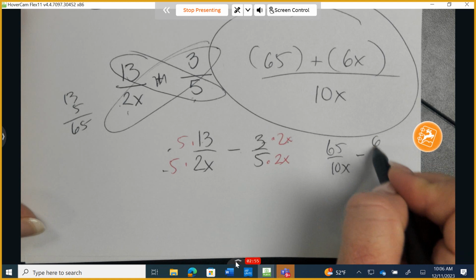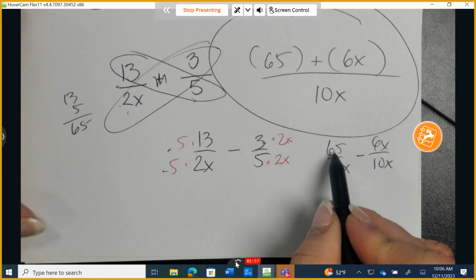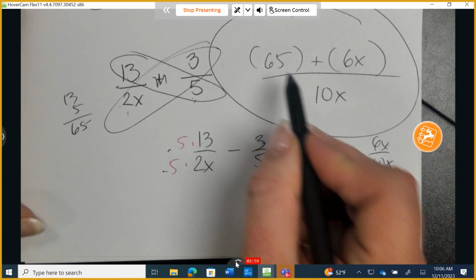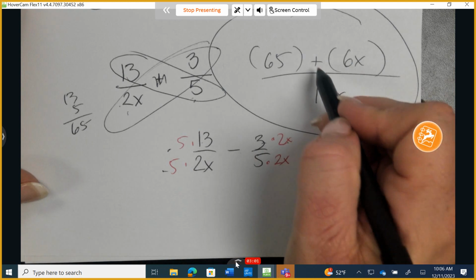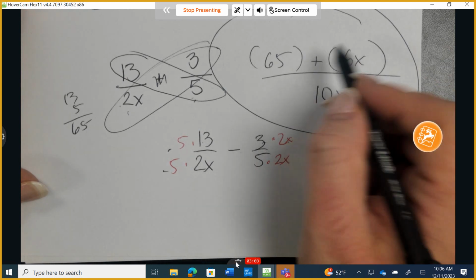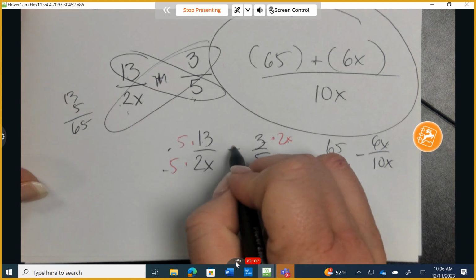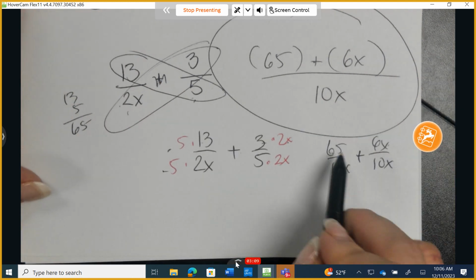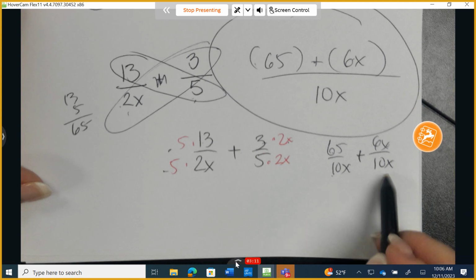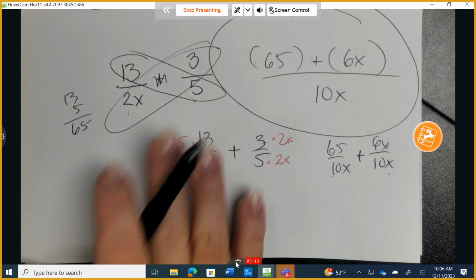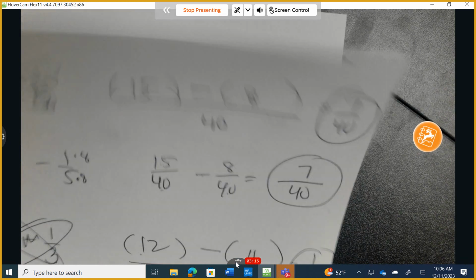subtract 6x over 10x, and when I subtract 65, subtract 6x, oh, so sorry, this should have been subtraction over here. Am I right? Was this subtraction here or addition? I'm sorry, this was addition. So this should have been addition too. Okay, so here's 65 plus 6x on top and a 10x on the bottom. Either way, you can get the right answer. It's what makes most sense to you. And honestly, which way can you do the fastest?